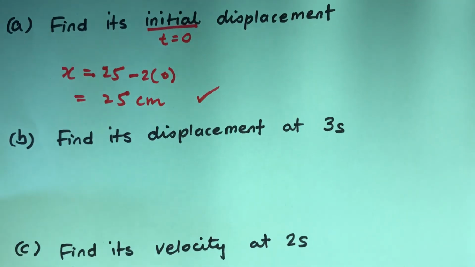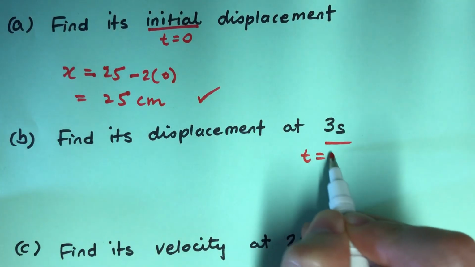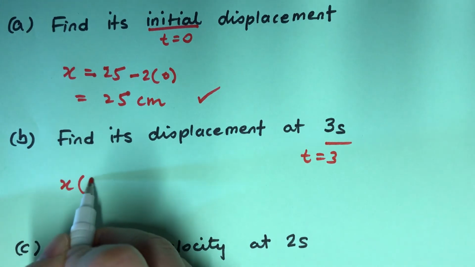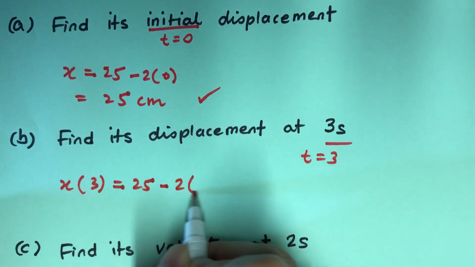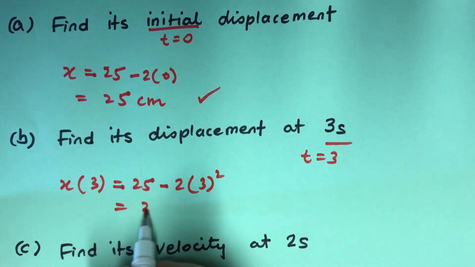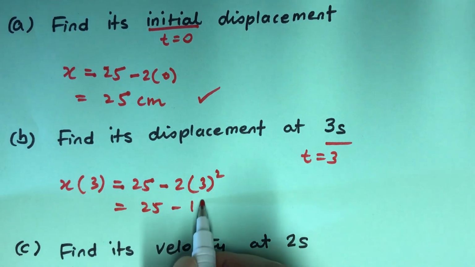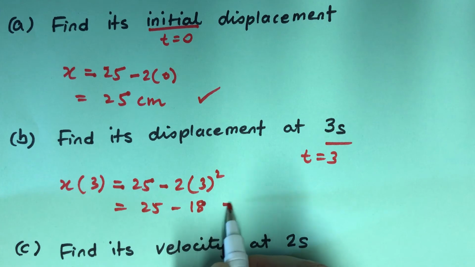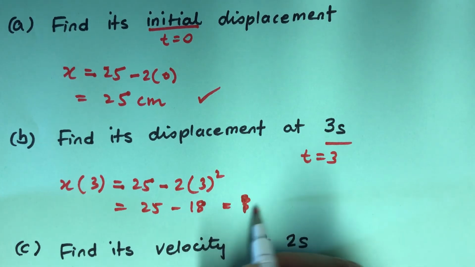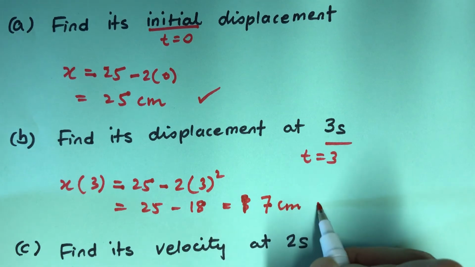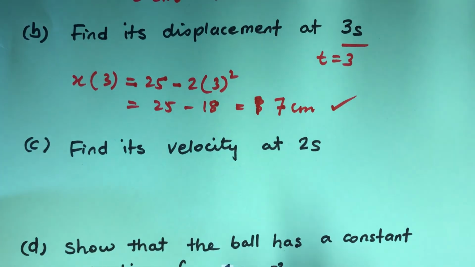Find its displacement at t equals 3. That's not too bad. 25 minus 2 times 3 squared. 25 minus 18 equals 7 centimeters. Okay, find its velocity.